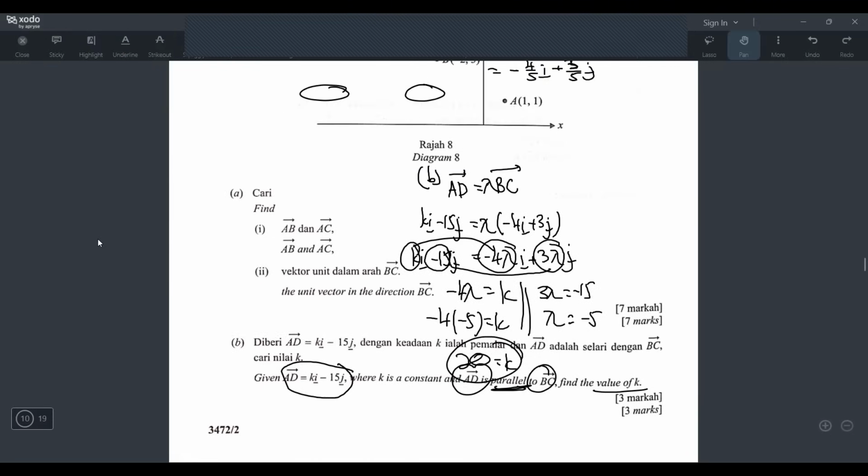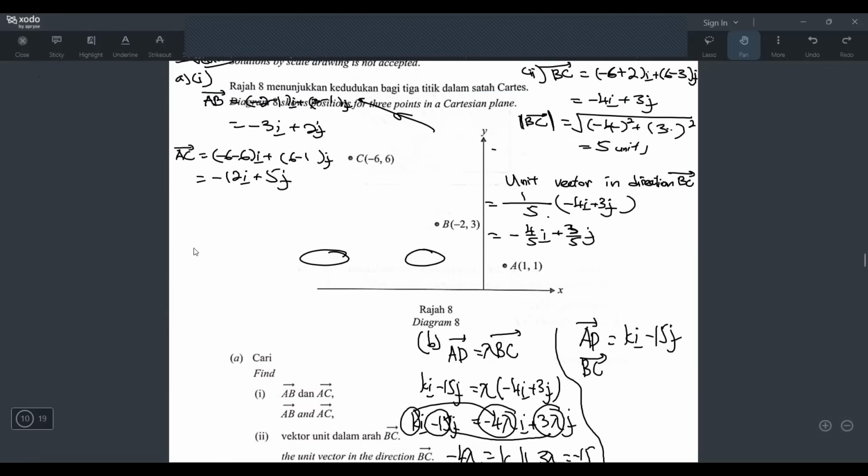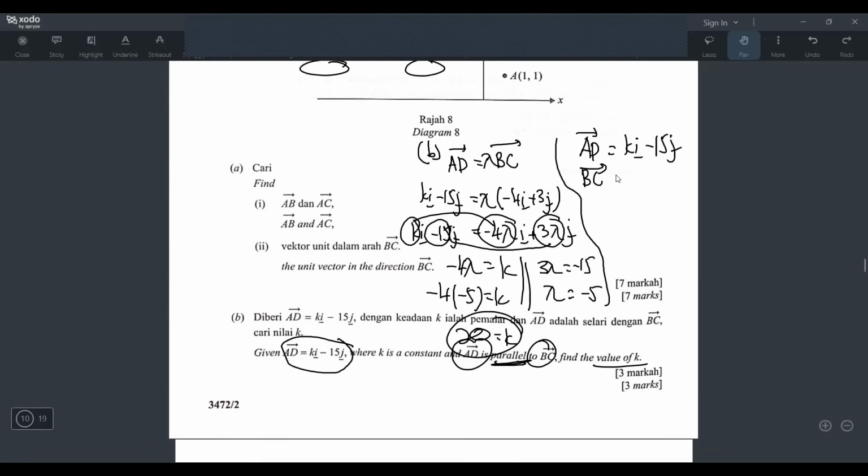This is the method that is most commonly used by most students, and most SPM students will do it like this. But let me tell you, there is another method, a shortcut, which is faster. The shortcut is like this. When two vectors are parallel, or collinear also, you can use this method. Ki minus 15j, and another one is vector BC. What is BC? Negative 4i plus 3j.